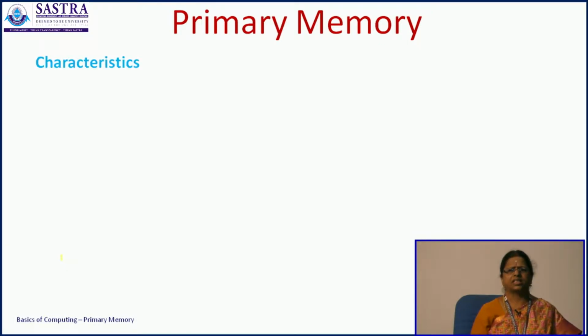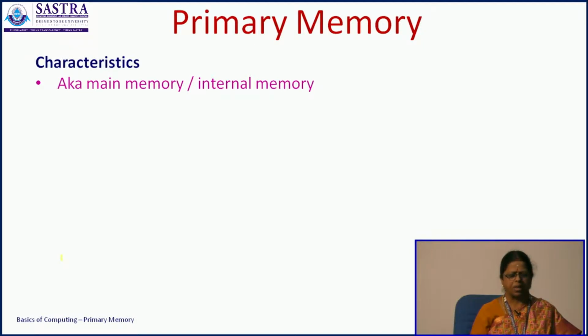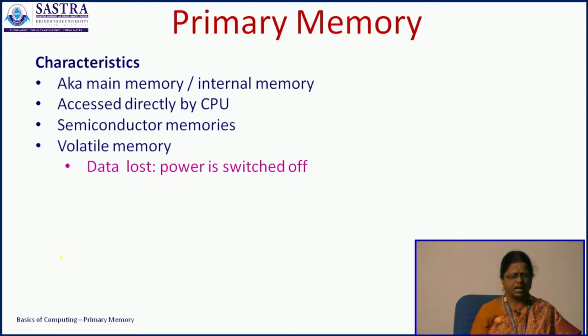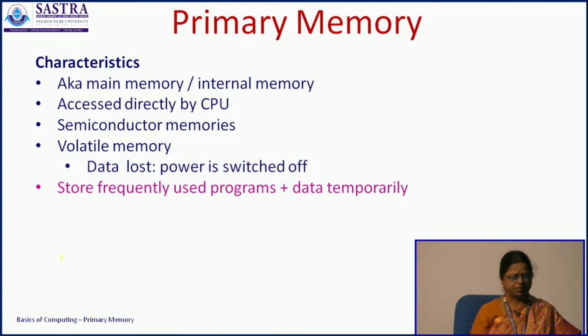What are the characteristics of primary memory? Primary memory is also called main memory or internal memory. Why is it called main memory? Because it can be accessed directly by the CPU. These primary memories are semiconductor memories and they are volatile in nature. What is meant by volatile? It means when the power is switched off, the data is lost.